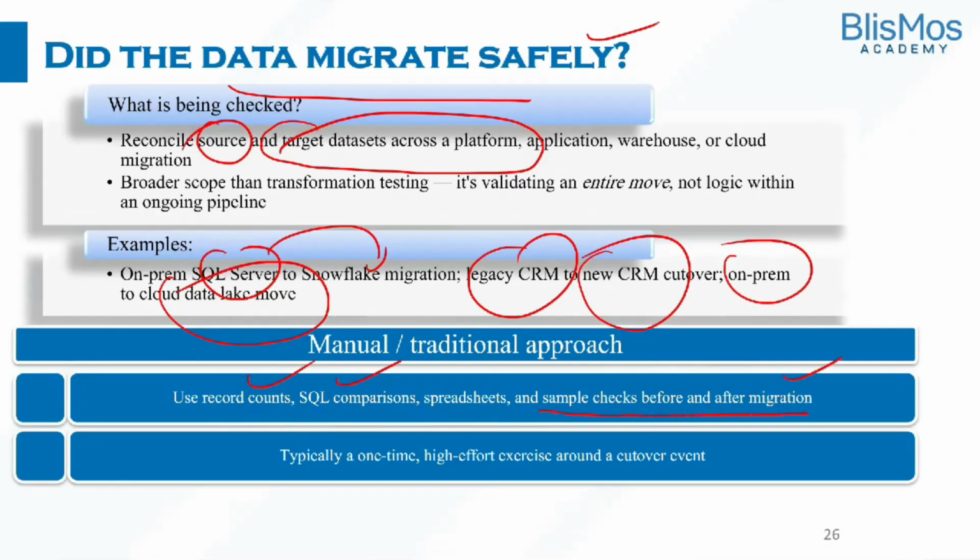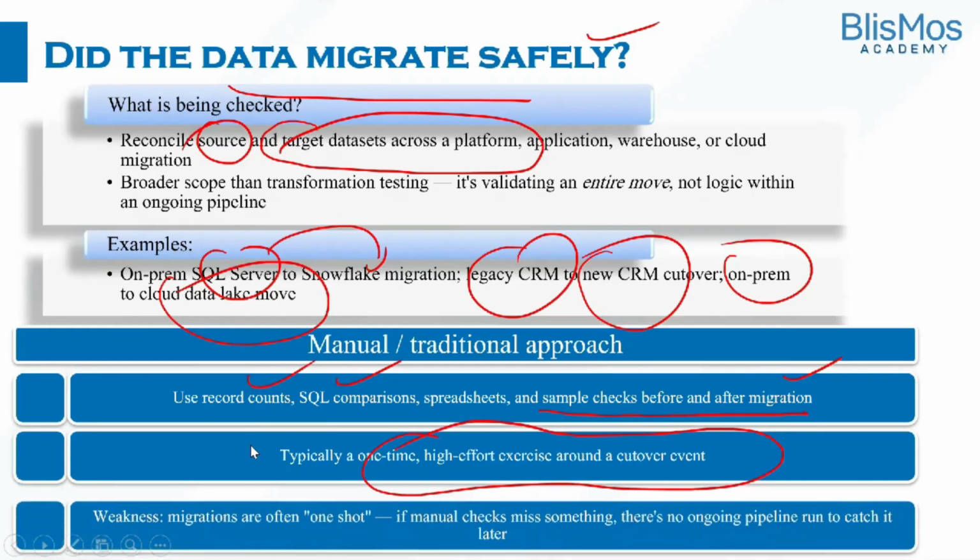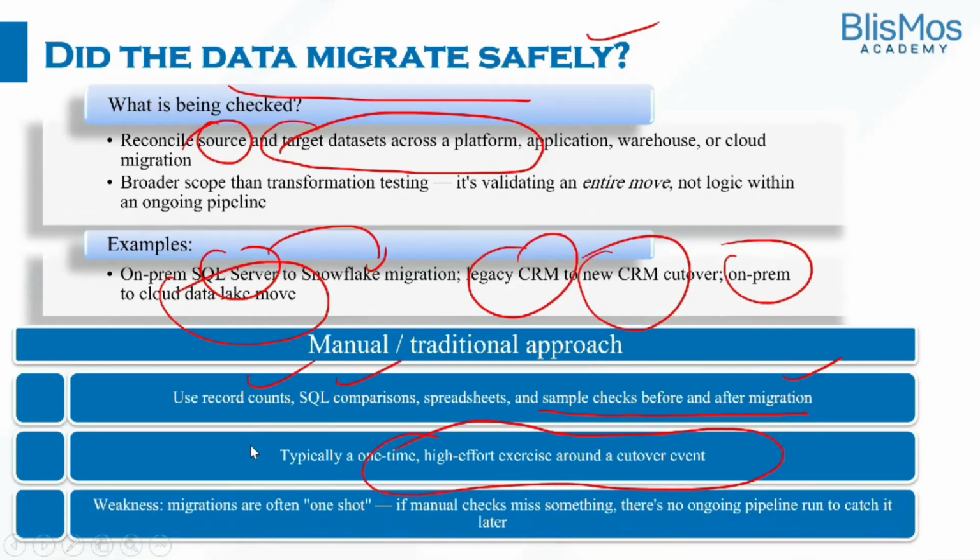The problem with the migration is it is a one-time, high-effort exercise around a cutover event. If something slips through the cutover, there may not be another routine pipeline run tomorrow to reveal it. So you got to be really careful.